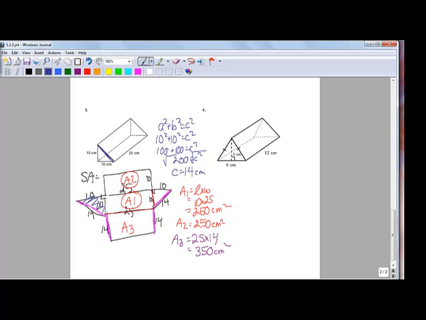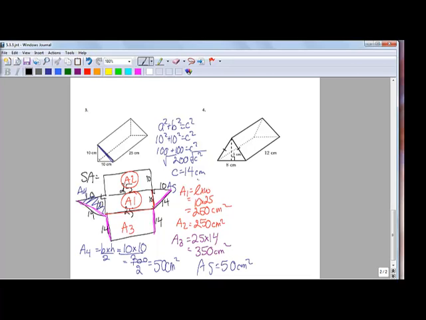Time to do the triangles. A4 is the same as A5. This is A4, this is A5. Base times height divided by 2. The base is 10, height 10. Divide that by 2. 100 divided by 2 is 50 centimeters squared.